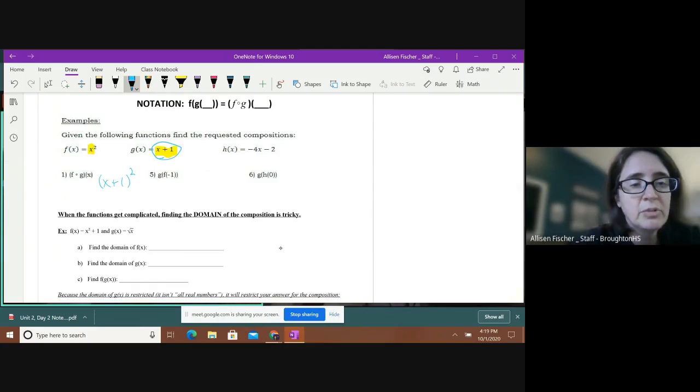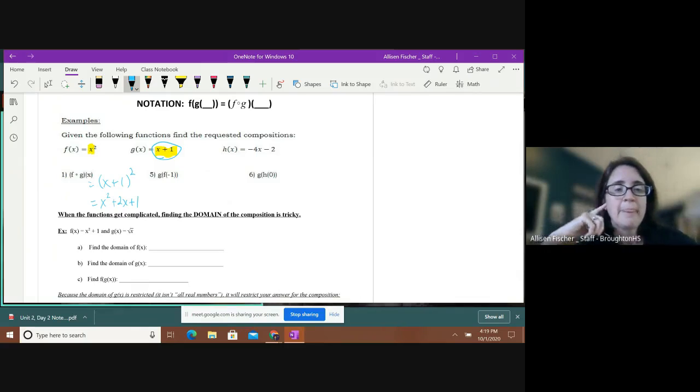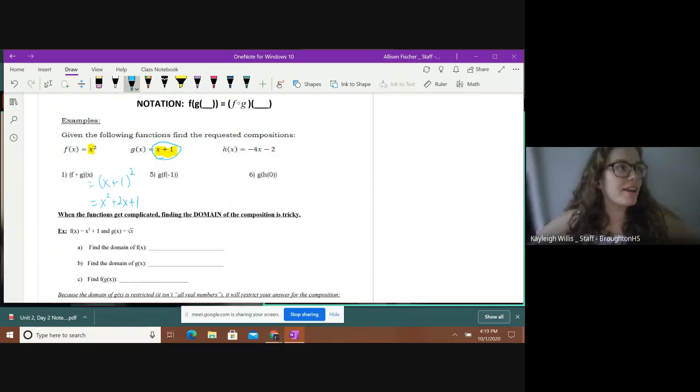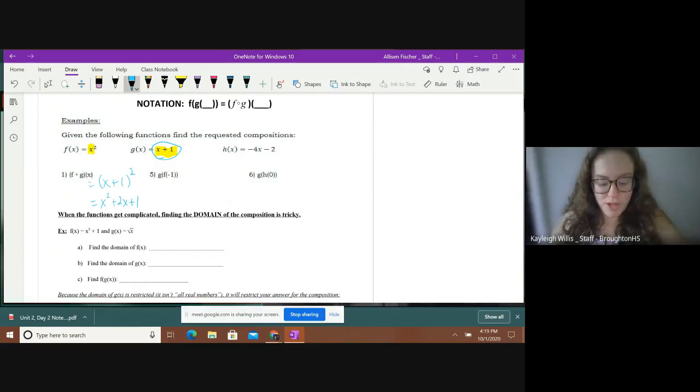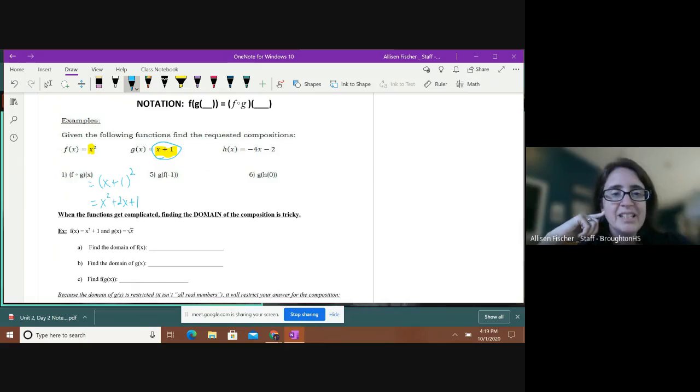If you want to simplify that, the only other thing you could do is actually square out x plus 1 squared, which remember is x plus 1 times x plus 1. So you get x squared plus 2x plus 1. Oh, dang. I really thought I could just write x squared plus 1. No. You've got to remember it's x plus 1 times x plus 1. FOIL. Yep. FOIL that junk out, yo.